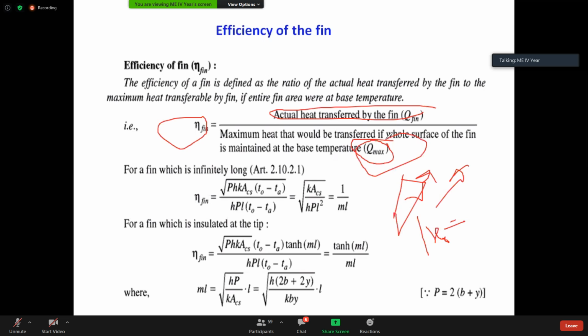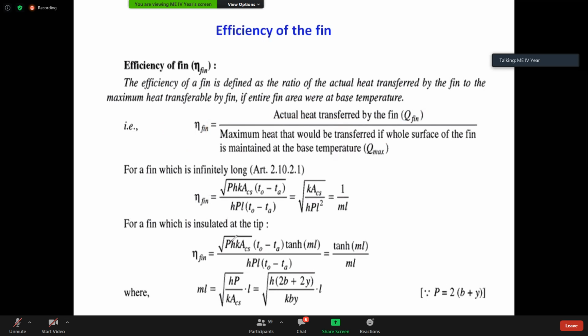It is the maximum possible through the fin, that means the entire perimeter, the entire fin. We have to calculate through the entire fin. But the Q fin is different for different cases because the boundary conditions are changing. But this hPL won't change. L is the length; whatever length is given, that length we need to take. So the maximum possible heat transfer is hPL times (T naught minus T ambient).